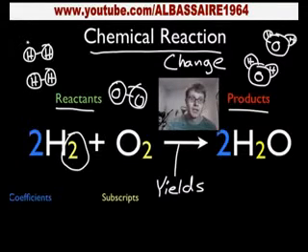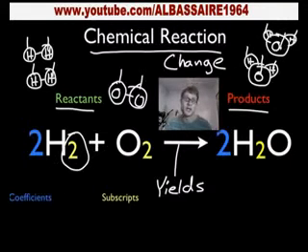So how many hydrogens do I have on the left side? 1, 2, 3, 4. How many hydrogens do I have on the right side? 1, 2, 3, 4. So that's balanced. If we look at the oxygens on the left side, we've got 1, 2. On the oxygens on the right side, we've got 1, 2. And so that's a balanced equation.